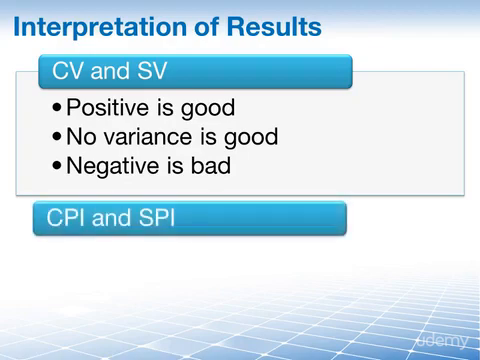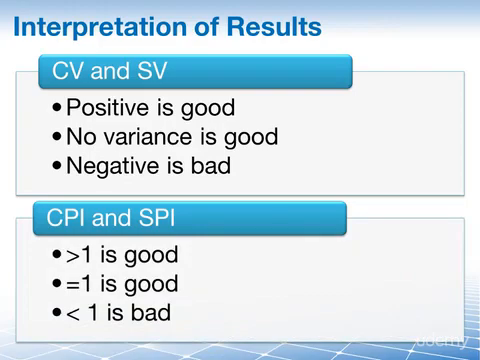And then for the cost performance index and schedule performance index, we're talking about a single number here. If that number is above 1, it means it's good. It means you're under budget and you are ahead of schedule. If the number is exactly 1, that also means it's good, which means you're exactly on budget and exactly on target with your schedule. And if the index you get is smaller than 1, well, that's bad. It means you are over budget, you are behind schedule.